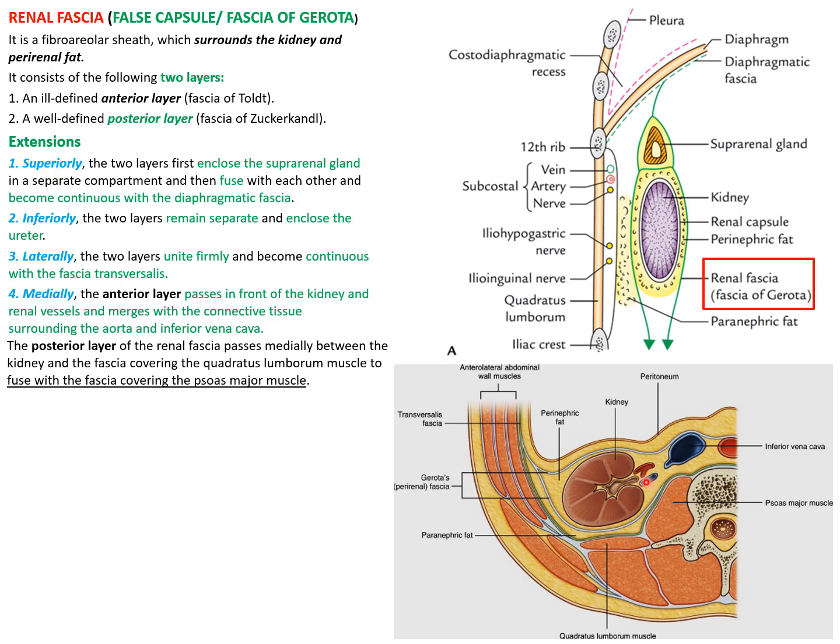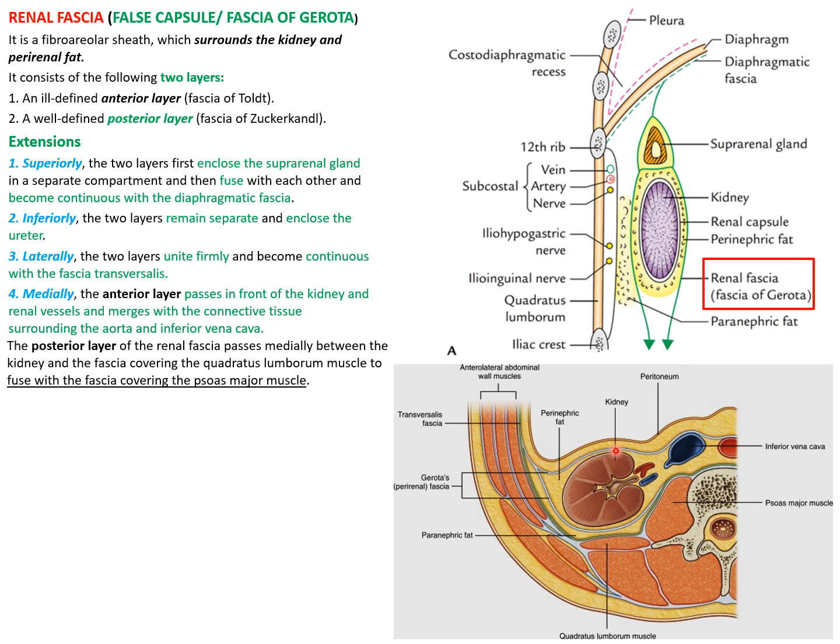The medial and lateral extension can be studied in this transverse section of the kidney. This is the kidney. This is the anterior layer of the renal fascia. This is the posterior layer of the renal fascia. Laterally, these two layers, anterior layer and posterior layer, combine with each other and then combine with the fascia transversalis.